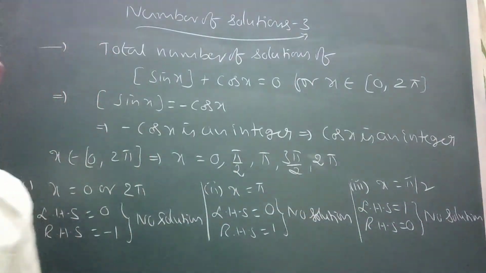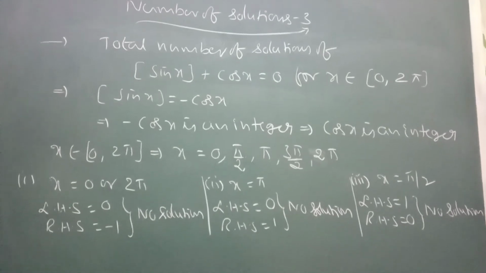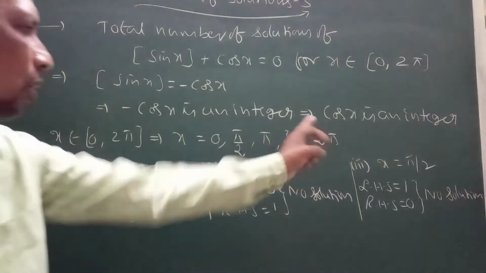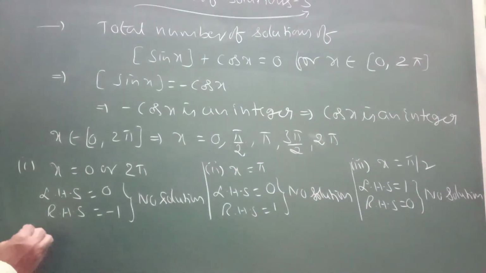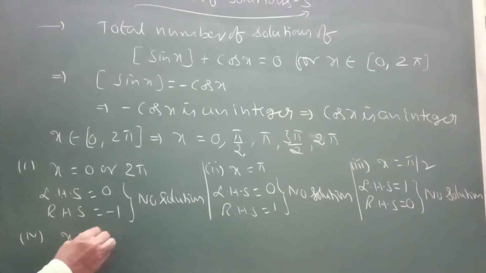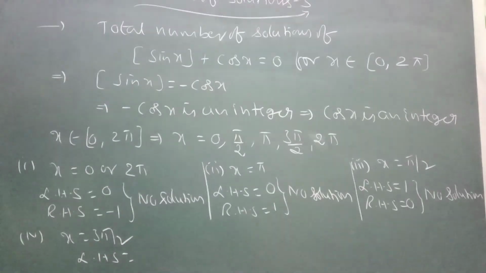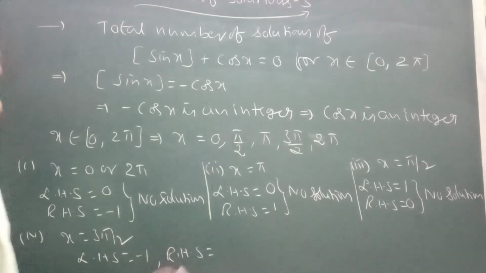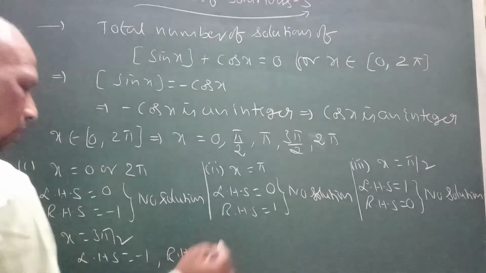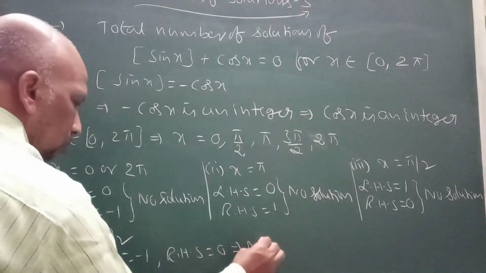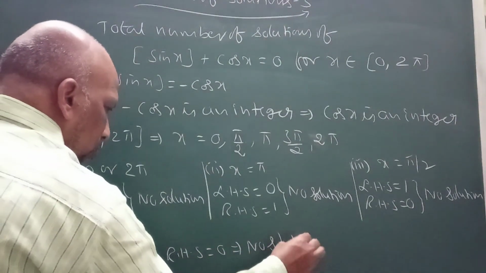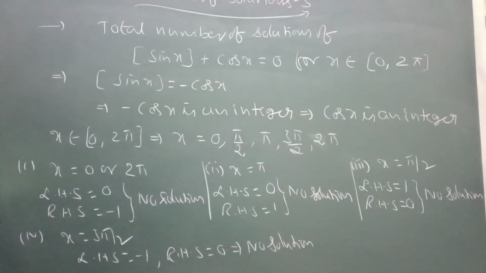We have one more value to verify: x equal to 3 pi by 2, the fourth one. What is the LHS now? Sin 3 pi by 2 is minus 1, so the LHS comes minus 1. The RHS will become 0. Then again no solution. In this case also no solution.